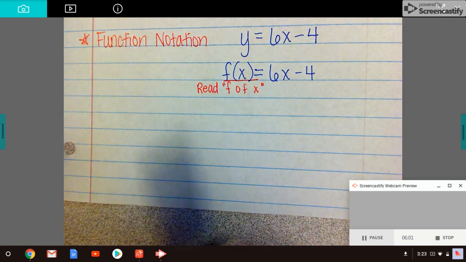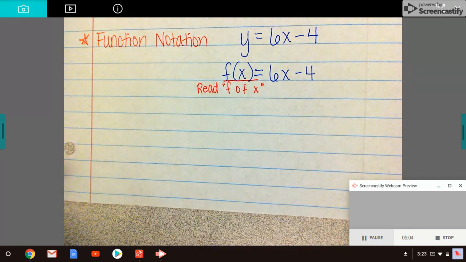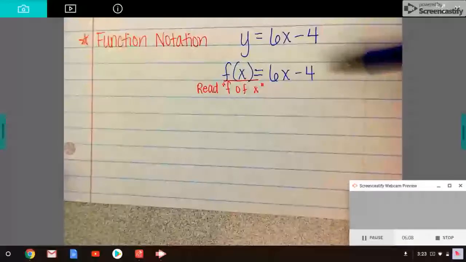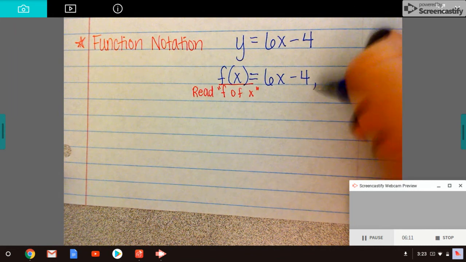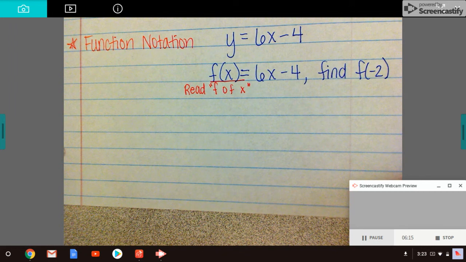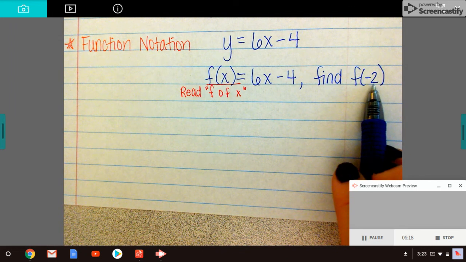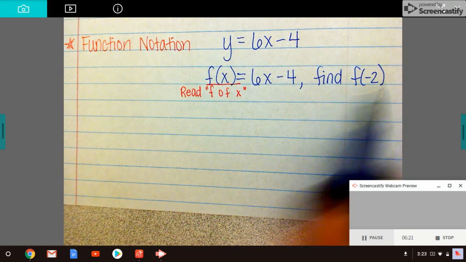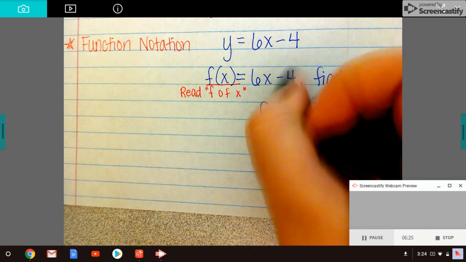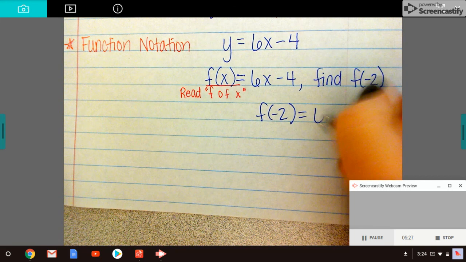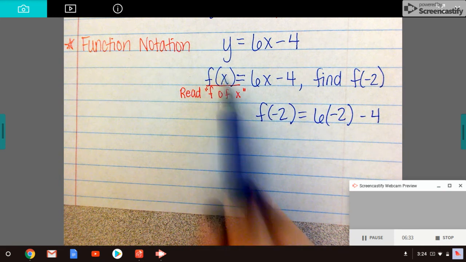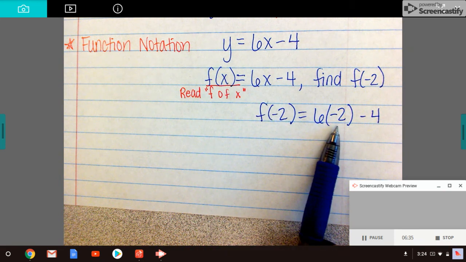So it's kind of useful because then I can say, well, what if x is negative 2, for example? So sometimes we're given a function in function notation like this, and they say find f of negative 2. What they're really saying is if the domain is negative 2, what's the range in that case? So instead of there being an x in that spot, I'm going to put a negative 2 in that spot. So f of negative 2 is 6 times negative 2 minus 4. So I changed out this x for a negative 2, and every x to follow changed to a negative 2.